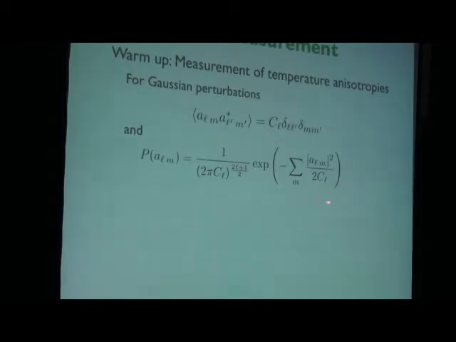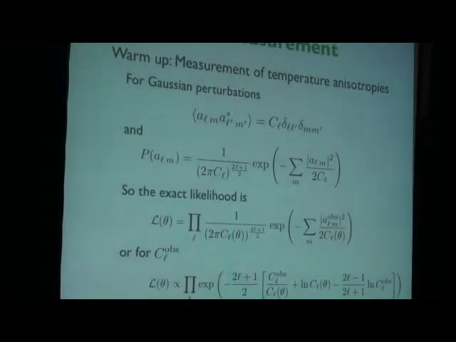it's trivial to write down the probability distribution that gives rise to this. It's just some normalization factor, and then e to the minus ALM squared over 2CL. So this is the probability for these ALMs. And the good thing is that in our theory, we should know how to compute the CLs. And so we can define our likelihood in this way. So the theory enters through the computation of the CLs, and the data enters in terms of the ALMs. So hopefully this makes sense.